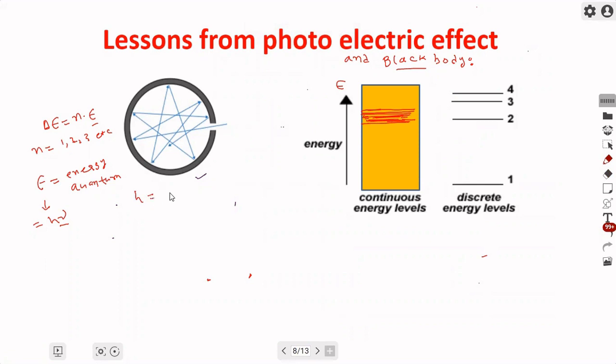So the value of h is 6.626 × 10^-34 joule second. It's very, very low. But actually this is a shocking discovery, because it changed the idea that energy was continuous and could be transferred in any amount, like this picture.